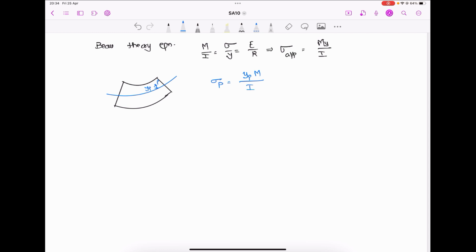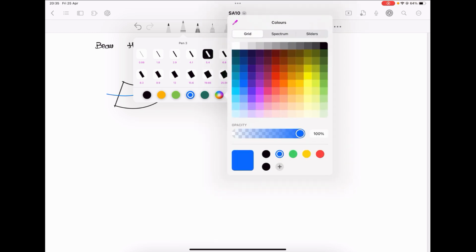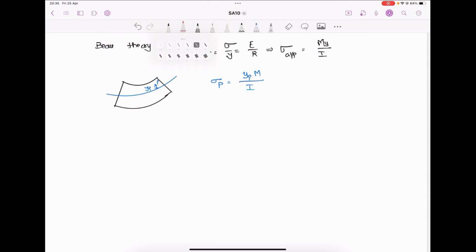M is known from the bending moment diagram, maximum M. And I is the moment of inertia, which from the shape we can find out. And Yp is the point at which we want to find out the stress. That means with this equation, we are able to get the value of stress at a particular point.